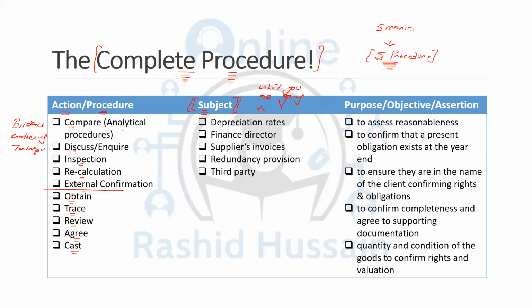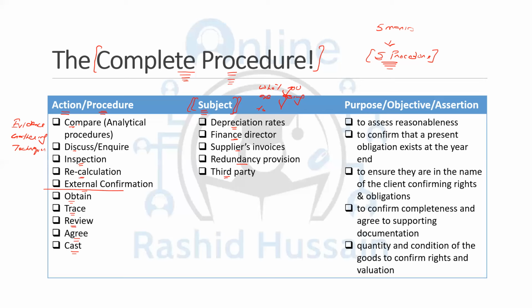For example, you're going to compare the depreciation rates of this company with the similar company. Discuss or inquire with the finance director. Inspect the suppliers' invoices. Recalculate the redundancy provisions. Obtain external confirmations from the third parties. So this is the subject.